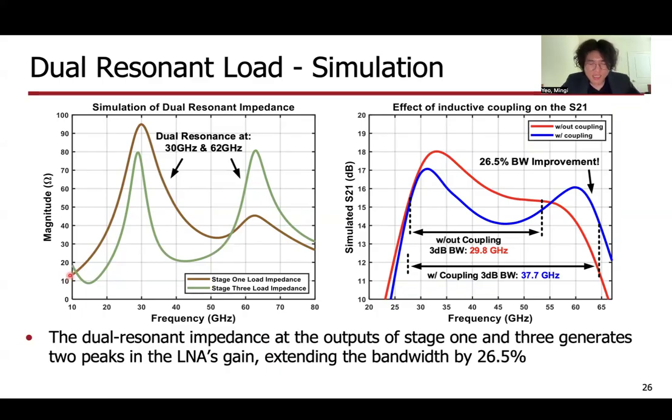I have extracted the output impedance of the first stage in brown here from the Cadence schematic, and the output impedance of the third stage in green here, and we see that they both resonate at around 30 gigahertz and 62 gigahertz. So this dual resonance in the output impedance will lead to a bandwidth extension of our gain. And in the plot to the right, we show the gain of our LNA without any coupling in red and the gain of our LNA with coupling in blue. And we see that by introducing this magnetic coupling, we are able to extend our 3 dB bandwidth by 26.5%.